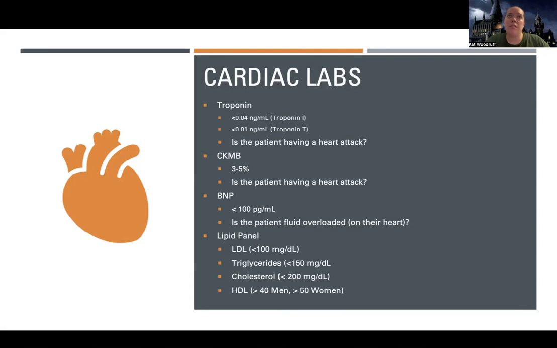If these numbers are off, this is more maintenance stuff. Sometimes we'll get them started on cholesterol medications, but it's a lot about diet, lifestyle changes, exercise, and those diet changes like a lower fat diet.